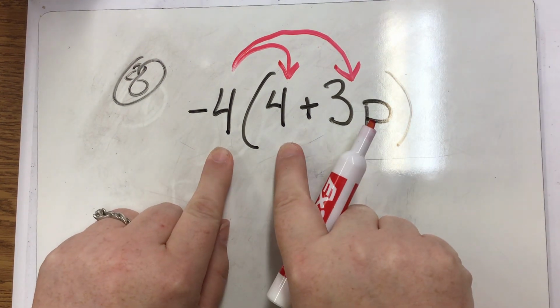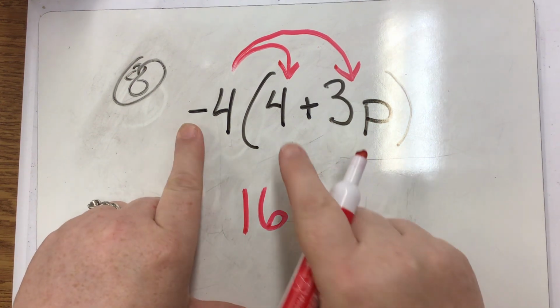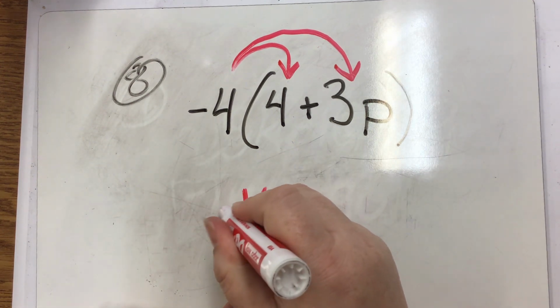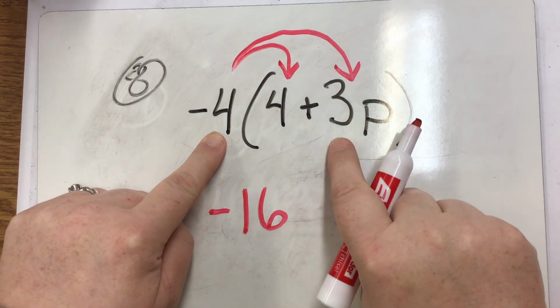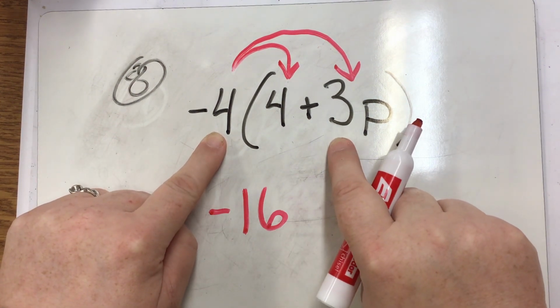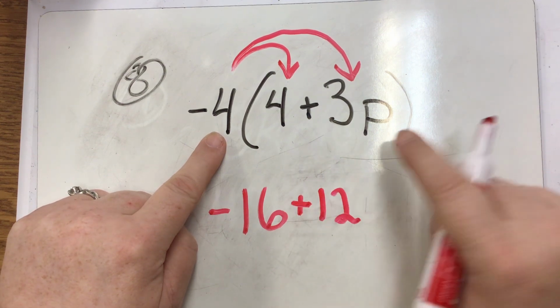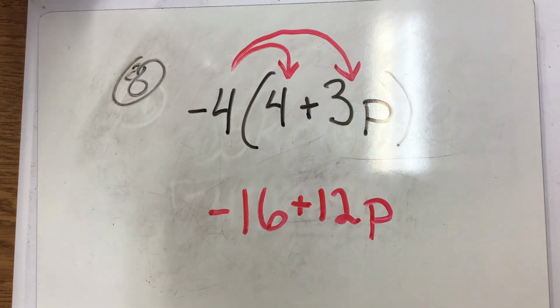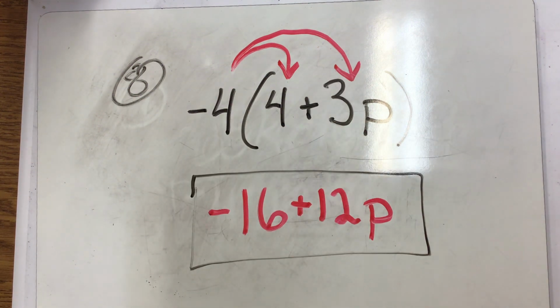4 times 4 is 16. Negative times a positive is a negative. Okay? Negative 4 times positive 3. Positive 12. Don't forget the p. All right. We are all done.